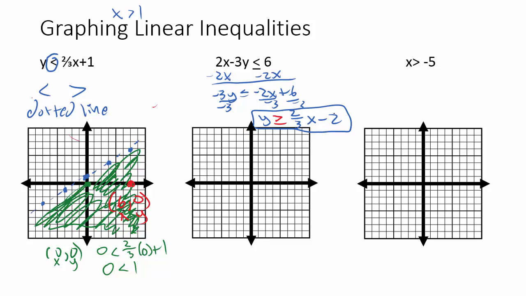So let's go ahead and graph this. We're going to start at -2 on the y-axis and rise 2 and run 3. And I'll also go down 2 and back 3 just to extend my line a little bit more.